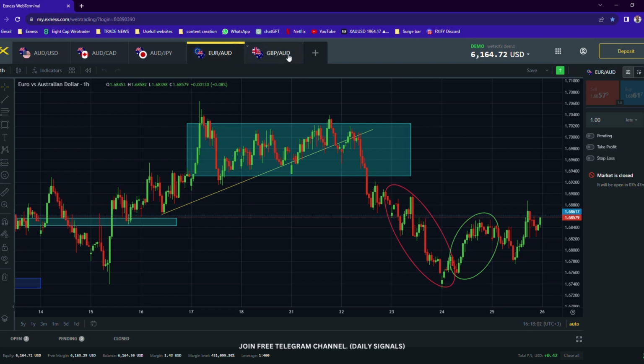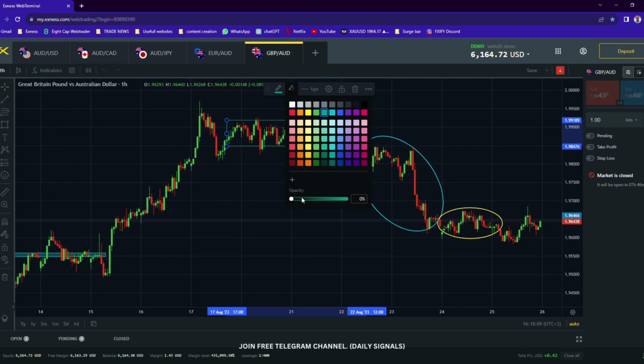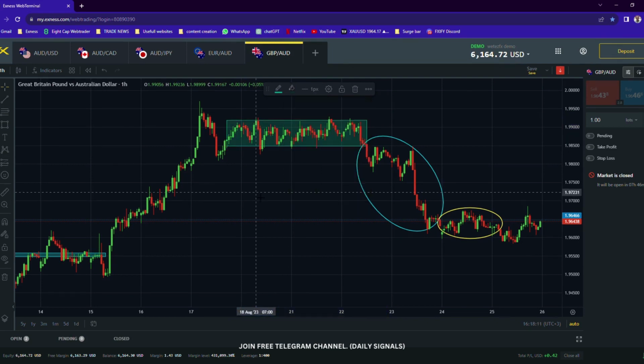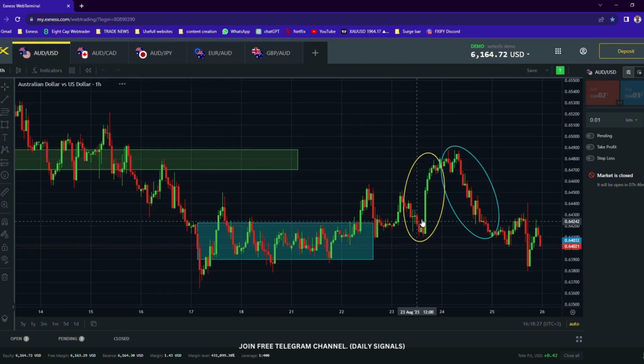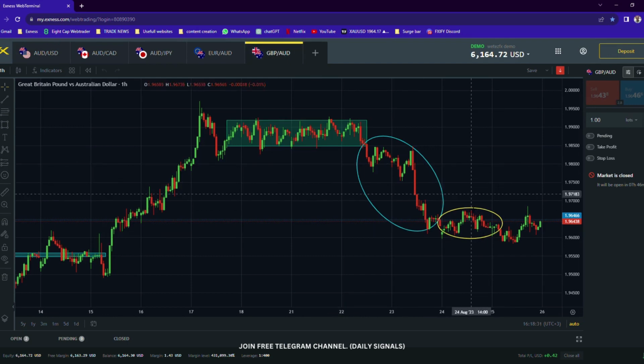So let's go to GBP AUD. Same thing on GBP AUD. We have a range at the top. So let's try to label the range properly. So we have a range at the top, and we have a move to the downward side, and we have a range on 24th. And why is this? Because if you look at AUD on 24th, we have a move to the downward side, as you can see. Why is GBP AUD not making a move to the upward side here?